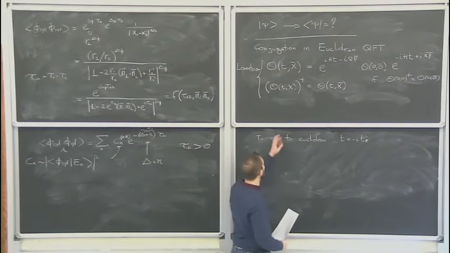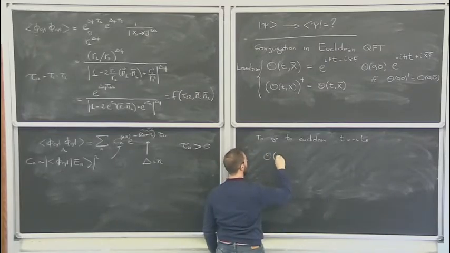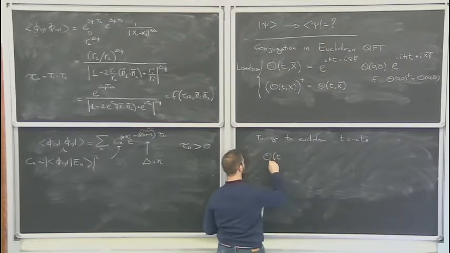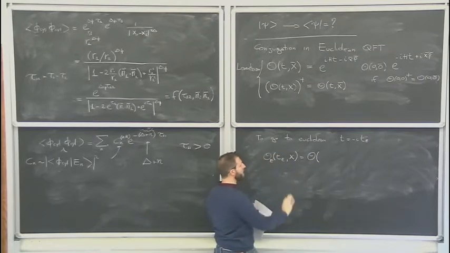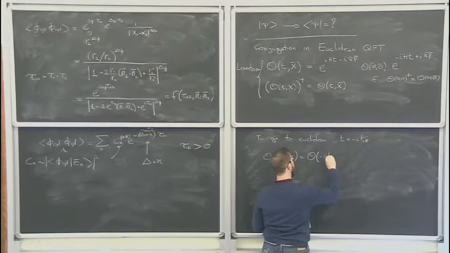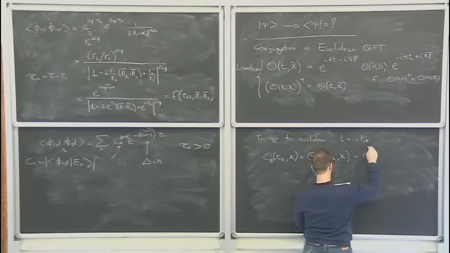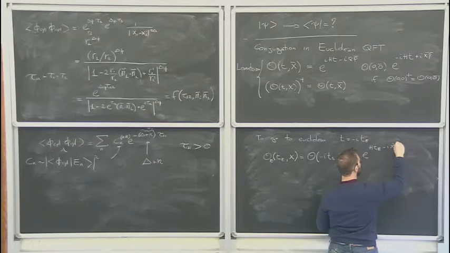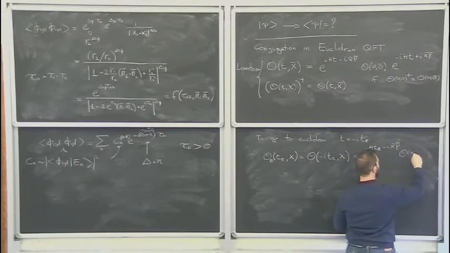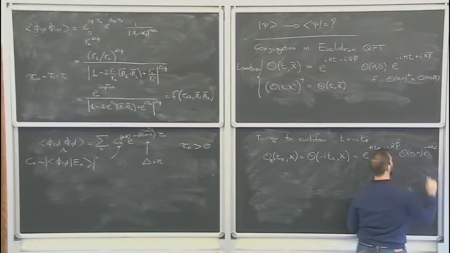Okay. And then if you look at these formulas, you see that O Euclidean of t Euclidean, x is given by the original operator, this for scalars, I'll do spinning operators in a second, at minus i t Euclidean, x, which you can write as e to the plus H t Euclidean minus i x P, O of 0,0, times the other one, e to the minus H t Euclidean plus the same.